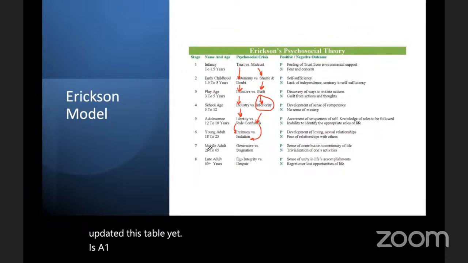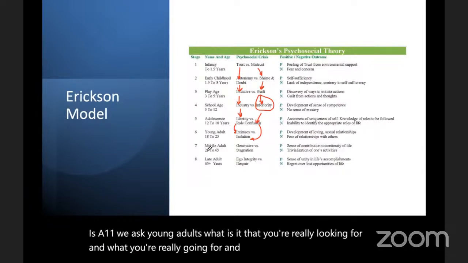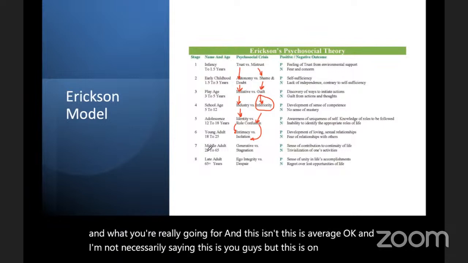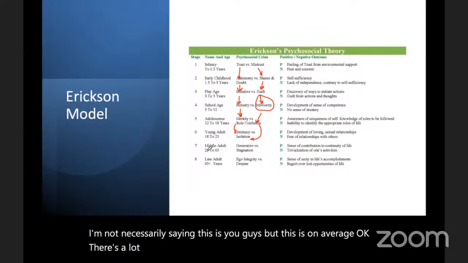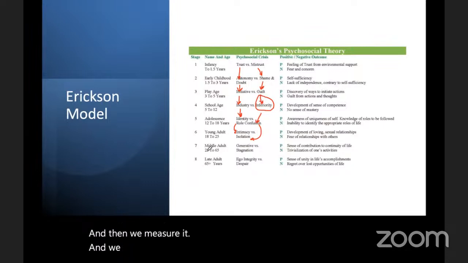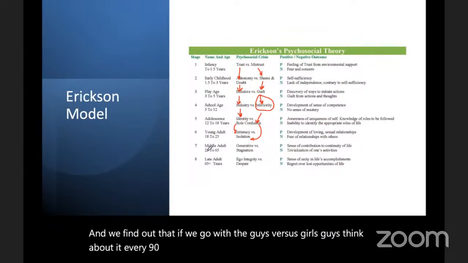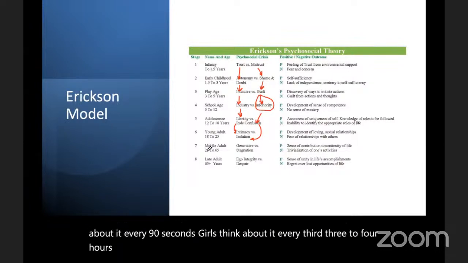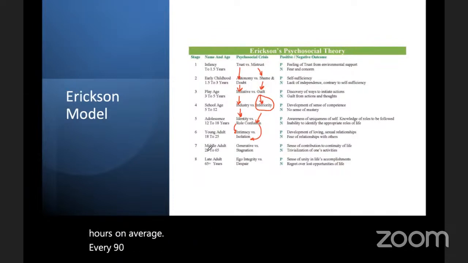When we ask young adults what it is that they're really looking for, and this is average, I'm not necessarily saying this is you guys, but on average, there's a lot of deviations from this. And then a lot of comments saying, well, get a house, get a job, become stable, blah, blah, blah. And then we measure it and find out that guys think about it every 90 seconds. Girls think about it every 3 to 4 hours on average. Every 90 seconds for guys, it's about sex. Every 3 to 4 hours, it's about sex for women on average.